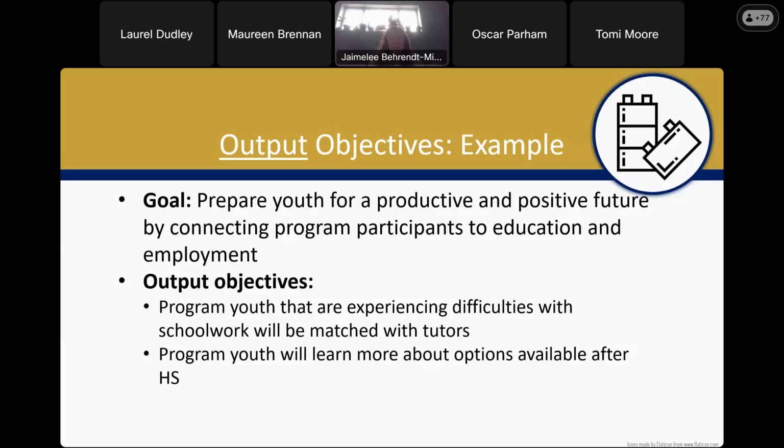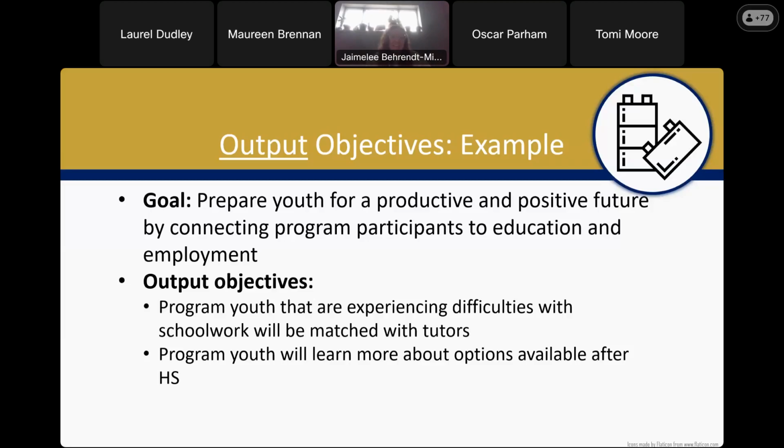And so remember, back to that SMART model, right? We want it to be specific so anyone can understand that, right? So if you're looking at these objectives, you can see you're going to match youth with tutors and you're going to tell them about options available after high school. Measurable, we can look at how many youth we're doing for both of these things, how many are being matched with tutors and how many are going to different events to learn about options after high school. Achievable, right? If this is what your program is focused on, then getting tutors to help match students, and then maybe taking them to college visits, taking them to job fairs. Those are things that would be achievable.